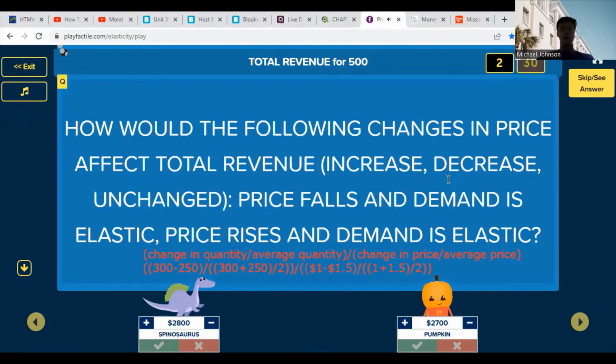How would the following changes in price affect total revenue? Increase, decrease, unchanged. Price falls and demand is elastic. Price rises and demand is elastic.